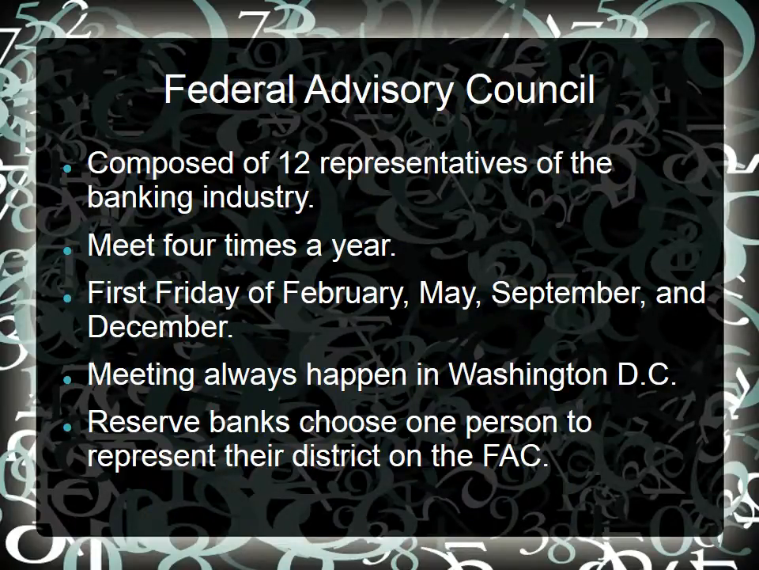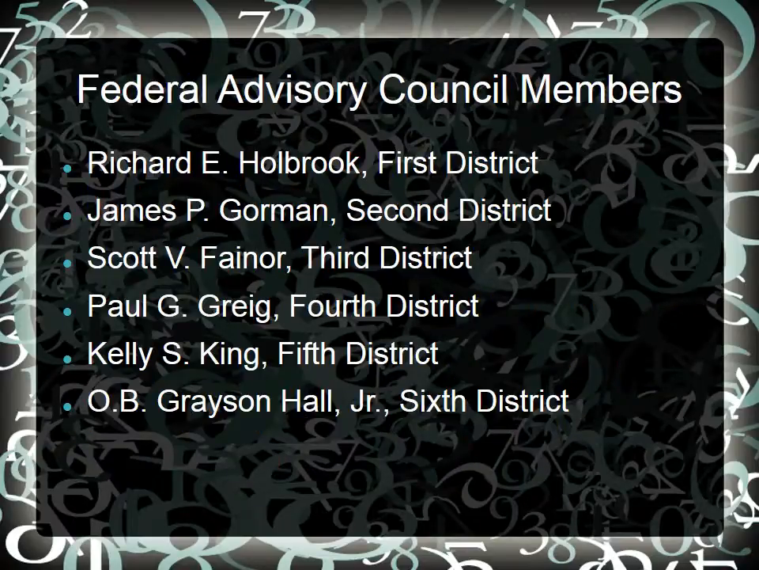The Federal Advisory Council is composed of 12 representatives of the banking industry. They meet 4 times a year: the first Friday of February, May, September, and December. Meetings are always held in Washington, D.C. Reserve banks will choose 1 person to represent their district on the Federal Advisory Council. The Federal Advisory Council members are listed below.